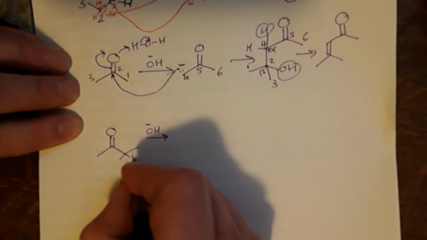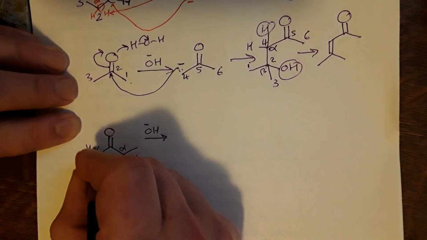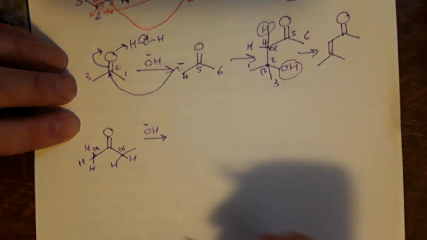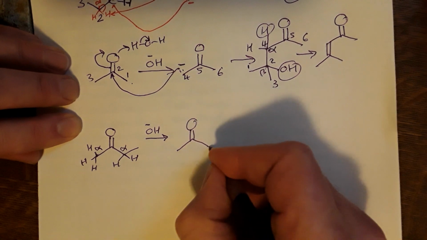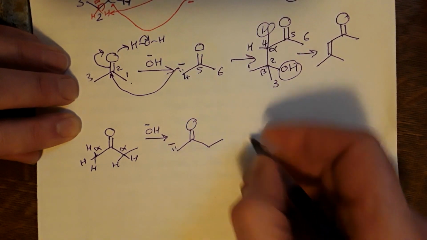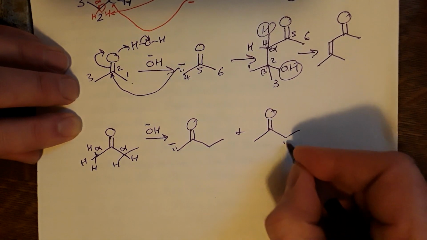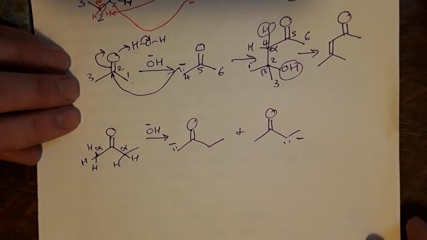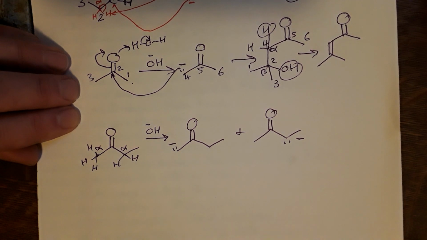We have a ketone that has two different kinds of alpha hydrogens. So there are two different enolates that are going to form from this. We will form an enolate on the left, and we will form an enolate on the right. So we have two different kinds of nucleophiles here, and each of those nucleophiles could react with our electrophile starting material to form a product.